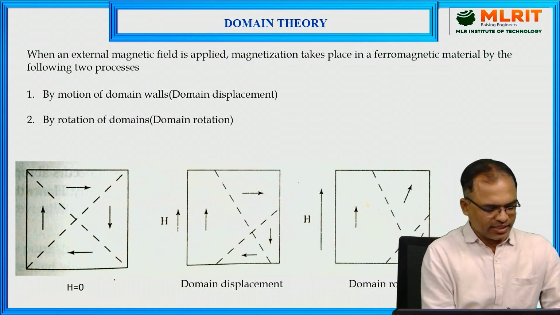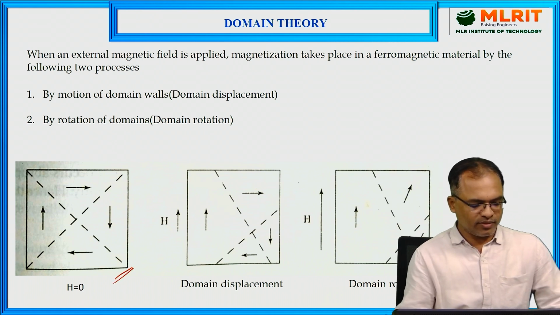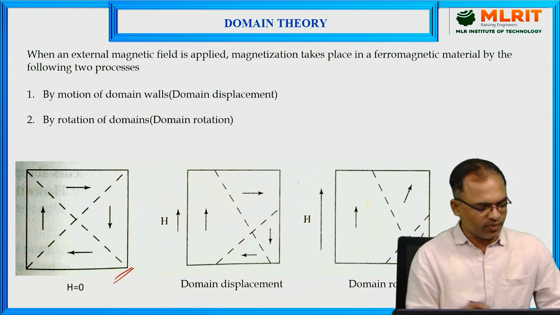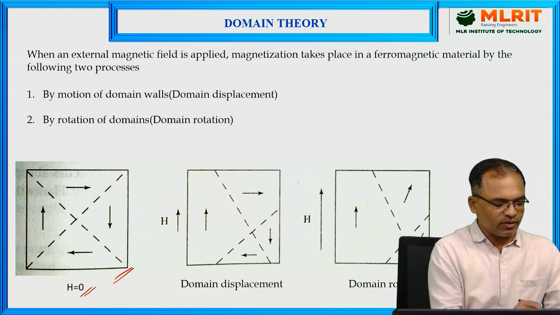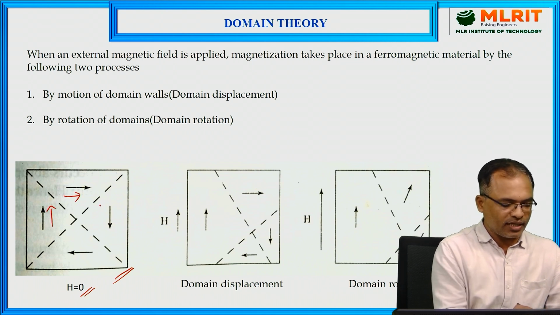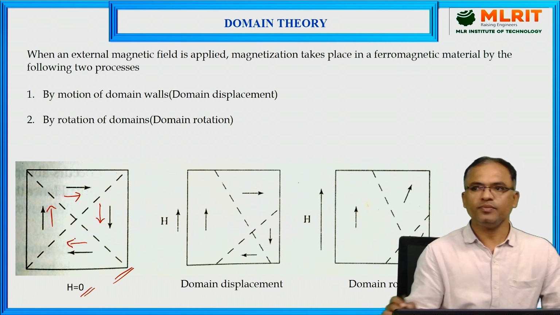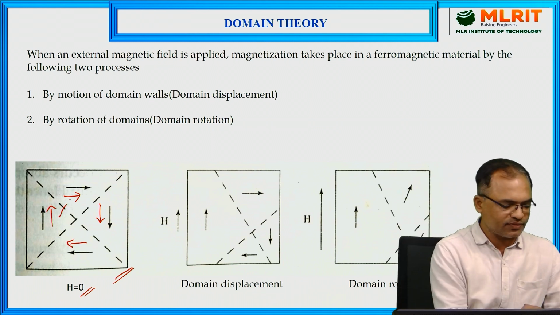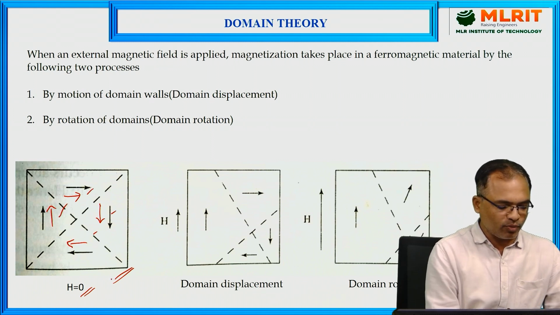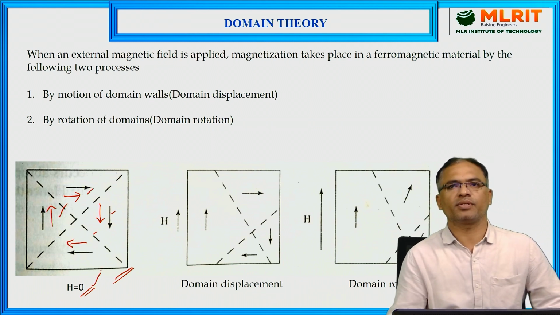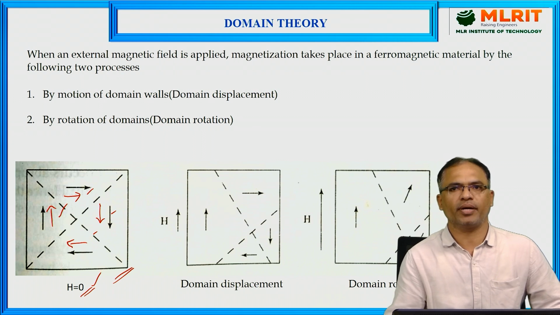So this is the case in the absence of a magnetic field, when the applied field is 0. In that case all the domains will orient in random directions. The magnetic moment of one domain cancels with the other, and hence the net magnetic moment is 0 in the absence of an applied field. What happens when you apply a magnetic field?